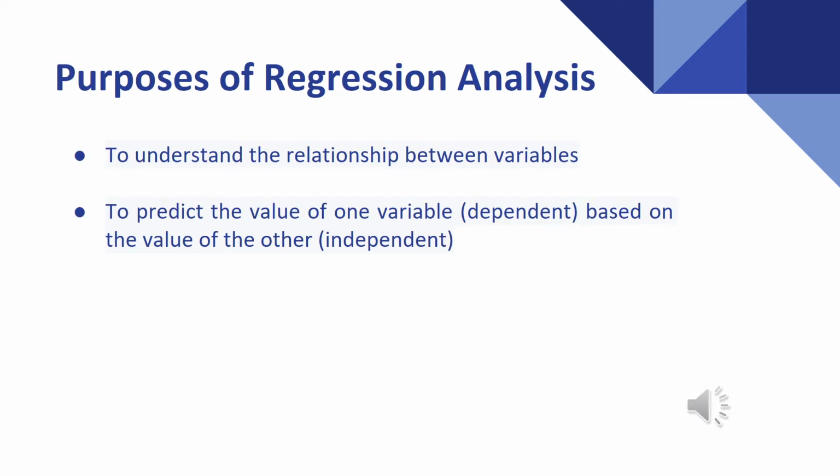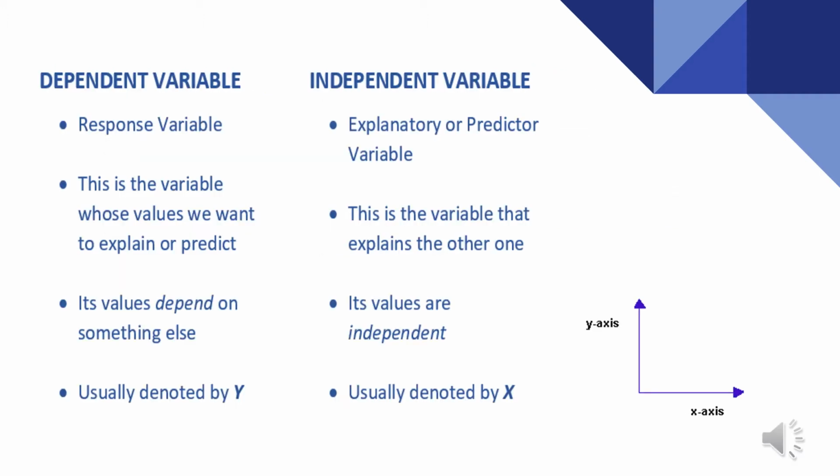So the purposes of regression analysis are basically to: number one, understand the relationship between variables, and to predict the value of one variable based on the value of the other variable. So there are two types of variables in regression analysis. We have the dependent variable or the response variable. This is the variable whose values we want to explain or predict. Its values depend on something else, and it is usually denoted by y.